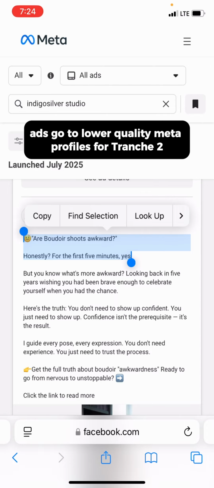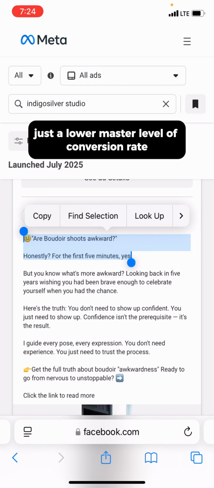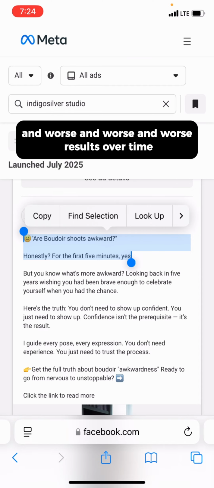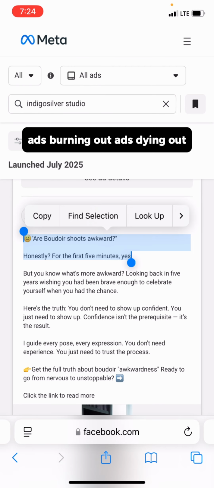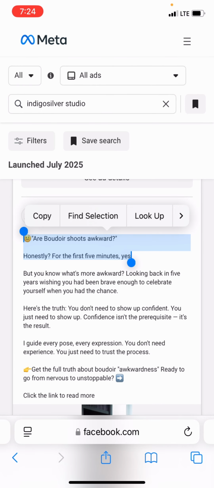Ads go to lower quality meta profiles for tranche 2, which have just a lower baseline level of conversion rate. And we're in the downward spiral of despair. Same ad spend, worse and worse and worse results over time. Ads burning out, ads dying out. Refresh creative.